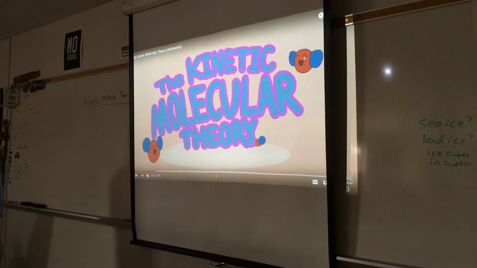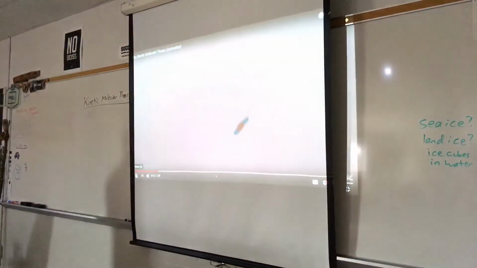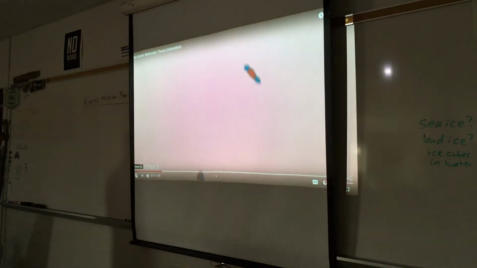Nope. So this one is inaccurate. The hydrogens need to be up a little bit higher, but that's alright. This one's good now. They're bouncing. See, they went down. The kinetic molecular theory is the theory that all matter is made up of atoms and molecules that are always moving.